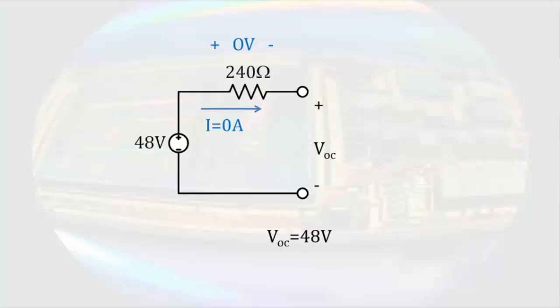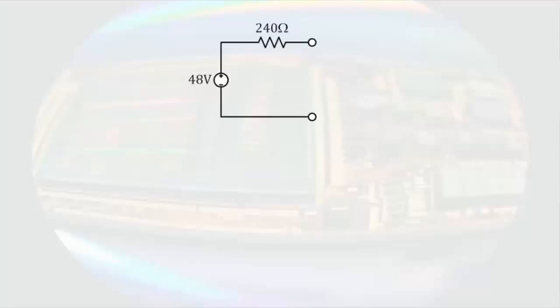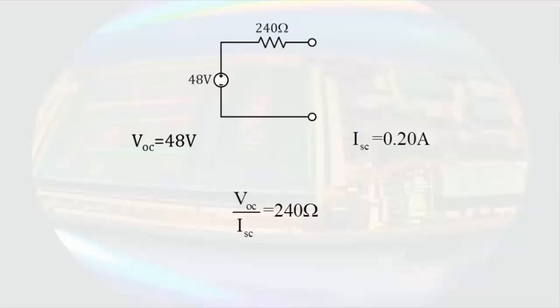If we were to put a wire at the output, we could determine the maximum current the circuit can supply. This might tell us something else about the source. The current in this case can be determined simply by using Ohm's law. We would find that the current is the voltage source divided by the resistance. This equivalent circuit has an open circuit voltage at the terminals of 48 volts and a short circuit current at the terminals of 0.2 amps. And if we look at the ratio of the open circuit voltage to the short circuit current, we would get the equivalent resistance of the source.